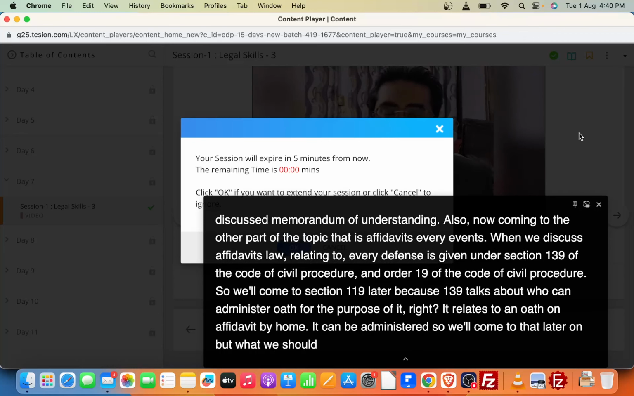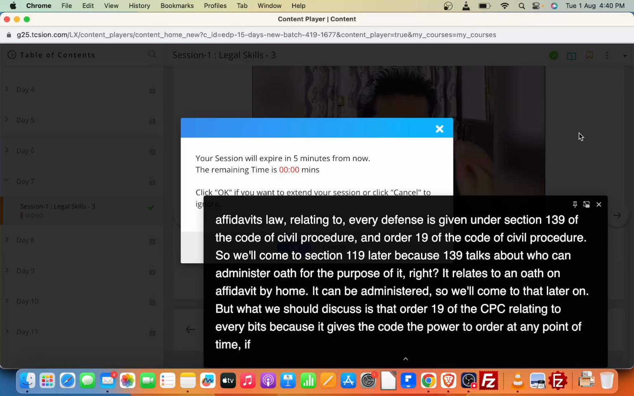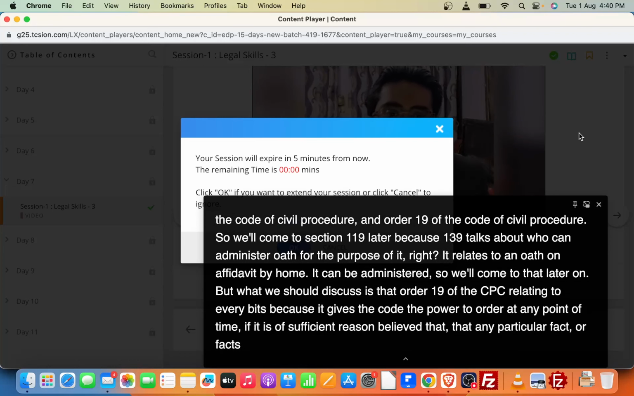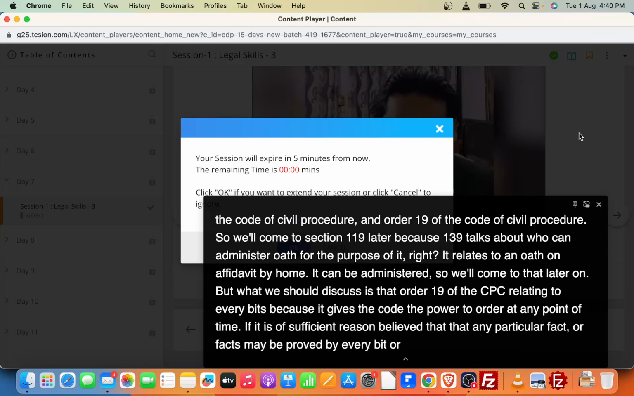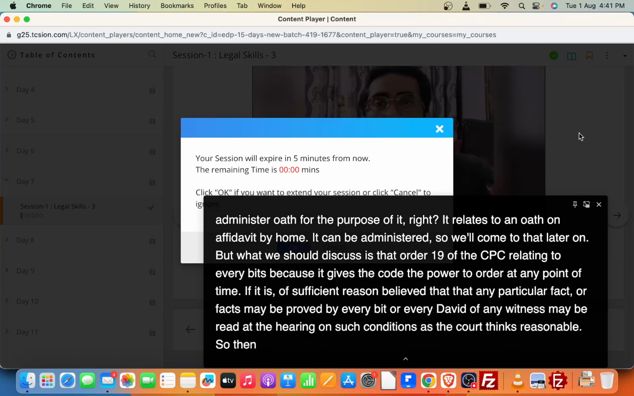But what we should discuss is order 19 of the CPC relating to affidavits, because it gives the court the power to order at any point of time, if it is of sufficient reason believed that any particular fact or facts may be proved by affidavit, or affidavit of any witness may be read at the hearing on such conditions as the court thinks reasonable. So then the court can order that party to give the evidence on affidavit.